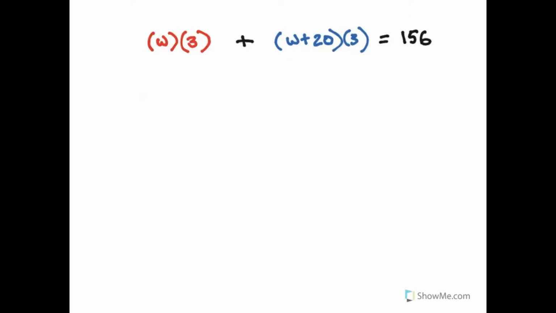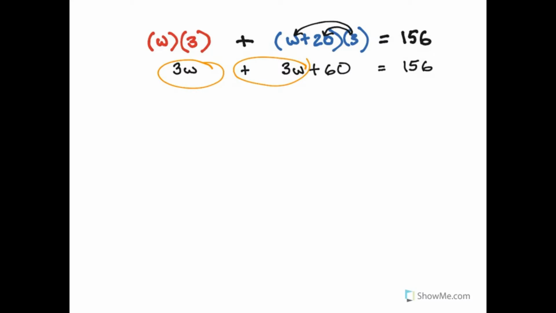Here's the equation we found. Let's simplify it. W times 3 is written 3W. We distribute the 3 into the parentheses, so 3 times W plus 3 times 20 is 60. All those things are added together, and the total is 156. Gather the like terms, 3W and 3W. That gives us 6W plus 60 equals 156.